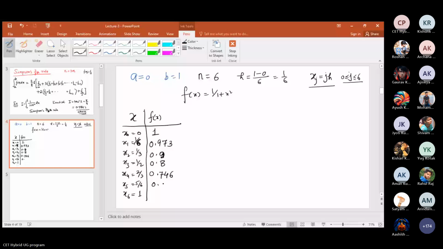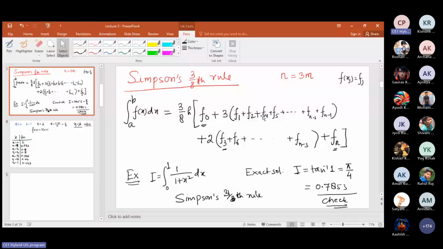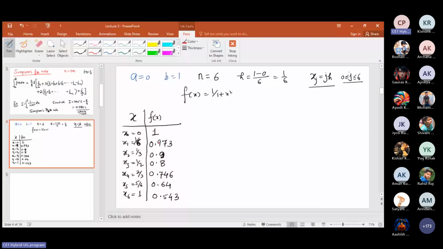0.64 and 0.543. First of all, in order to apply the formula, we have to identify the f values. As I told you earlier, I will consider these f values as fj's. So first value is f0, this is f1, this is f2, this is f3, this is f4, this is f5, and this last one is f6.